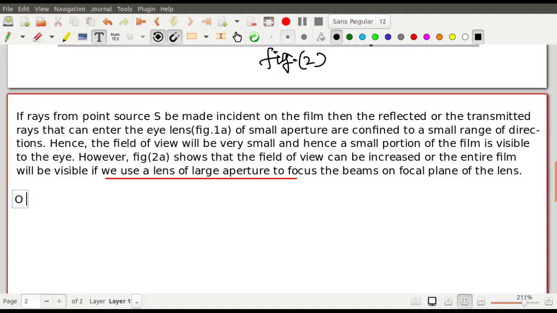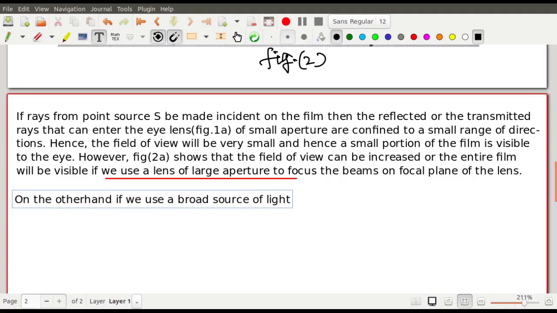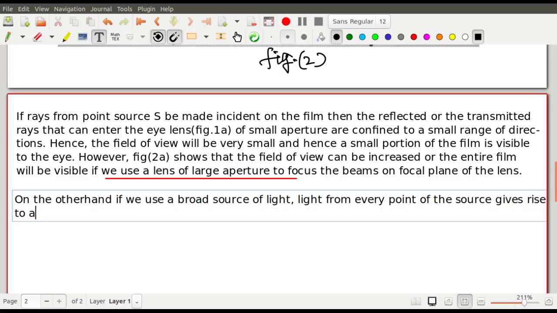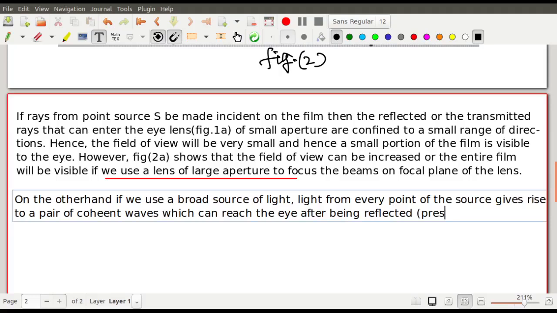On the other hand, if we use a broad source of light, broad meaning extended source of light, light from every point of the source gives rise to a pair of coherent waves, which can reach the eye after being reflected, that is our present case is reflected only.